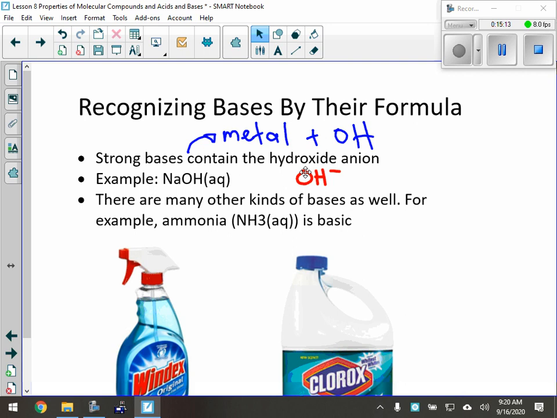So if bases conduct electricity and don't react with metals, why would we use acids in batteries instead of bases?